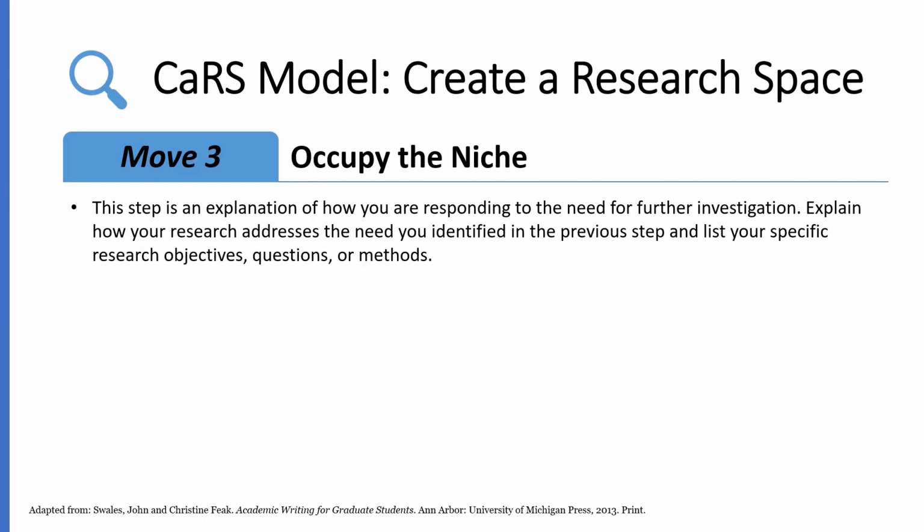Finally, you have move number 3. Move number 3 is where you occupy the niche. So this step is an explanation of how you are responding to the need for further investigation. Take note that in move 2, you are saying that there is a need for further investigation. So in move number 3, this is your time now to explain how your research addresses the need that you have identified in the previous step, and list your specific research objectives, questions, or methods.